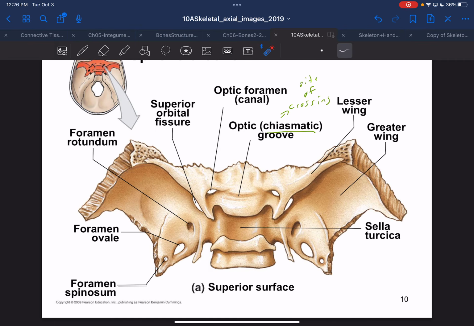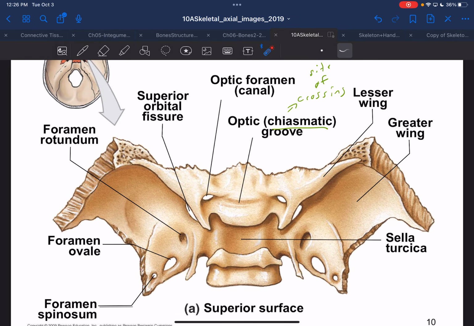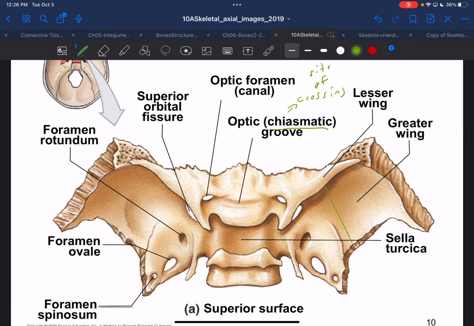The last two terms to address on this is going to be the lesser wing and the greater wing. The lesser wing is going to be the more superior portion as you descend downwards towards your oval and your spinosum. Then this is going to be your greater wing, all of this. And that's why I had it highlighted originally. And so your greater wing is in green here. Your lesser wing is going to be in red here.